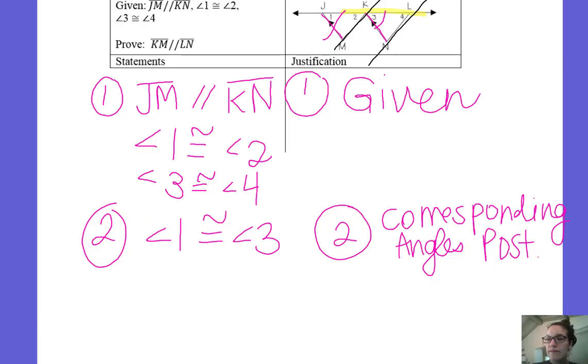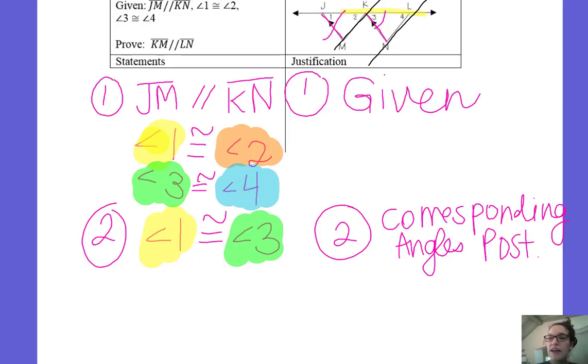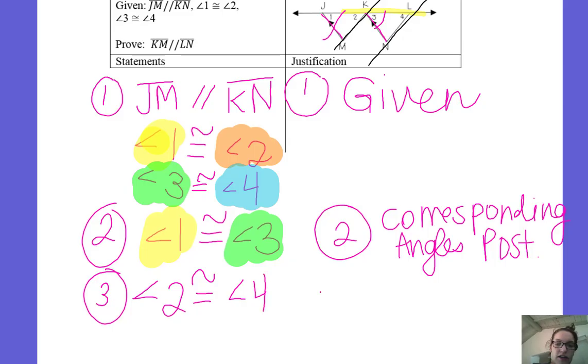Okay, now I have angle 1. That's my first term. Angle 2 is my second term. Angle 3 is my third term. Angle 4 is my fourth term. So I have four terms for you to use substitution. So because angle 1 and angle 3 are congruent, I can say angle 2 is congruent to angle 4 by the substitution property.